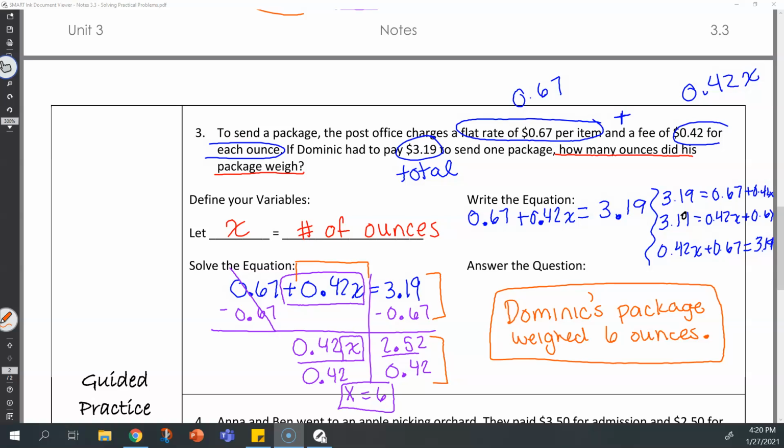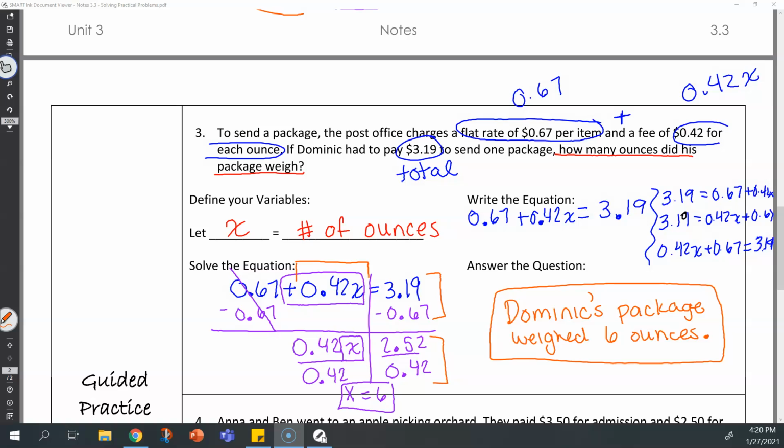Okay. Lastly, I need to answer the question. So even though I got x equals 6, 6 by itself is not an answer to this problem. Okay. 6 doesn't mean anything until I actually put it back into the question. So the question says, how many ounces? The answer is 6 ounces.